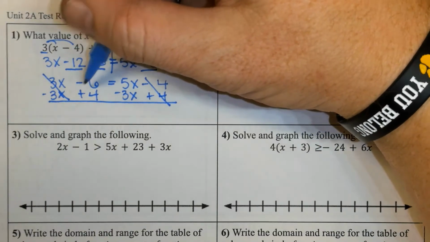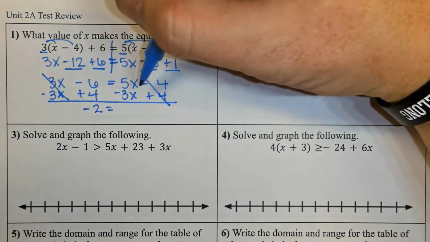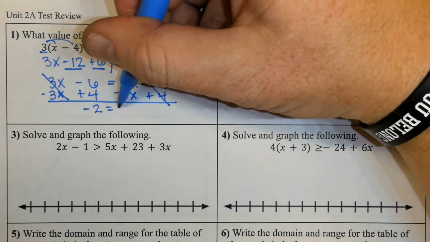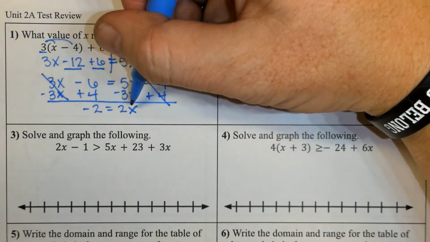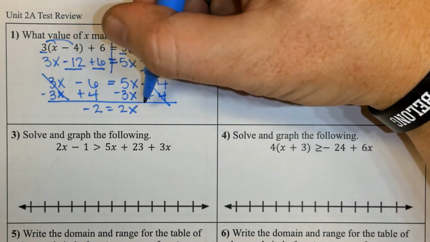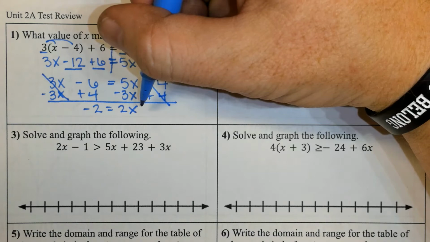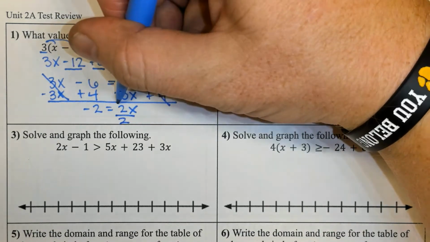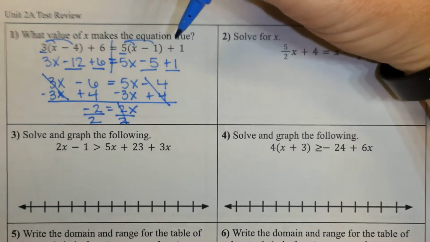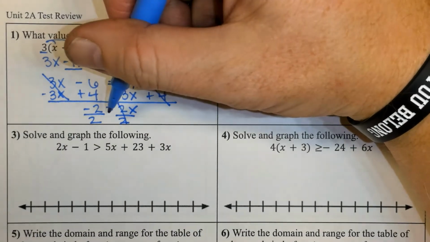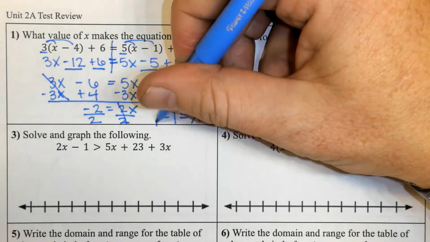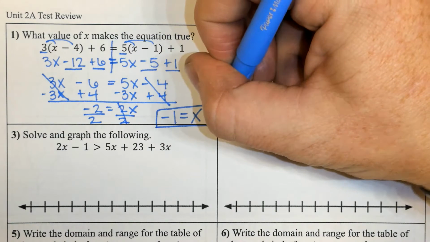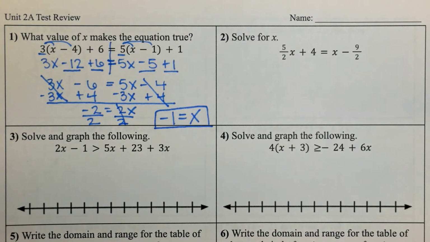So I do negative 6 plus 4 gives me negative 2. 5x minus 3x gives me 2x. And some of y'all can already see the answer, which is great. So when I have my 2x or whatever x, my last step is going to be divide. So I'm going to divide by 2. Okay, so I have negative 2 divided by 2. That gives me negative 1 equals x. Or if you want to write x equals negative 1, it's the same thing. I don't care how you write it, as long as you have the right number. And that's my answer.